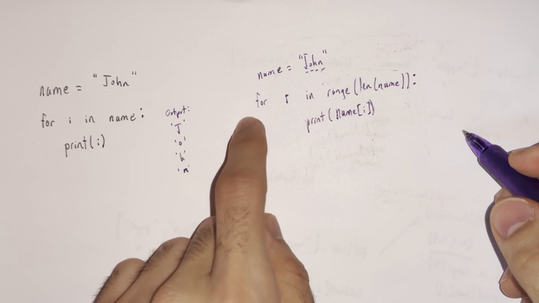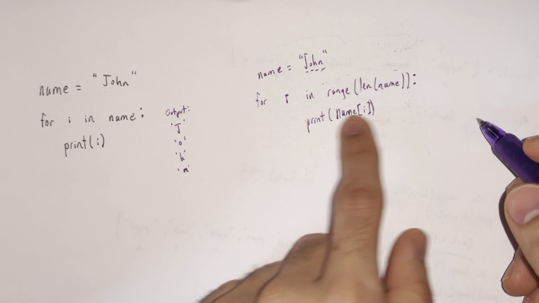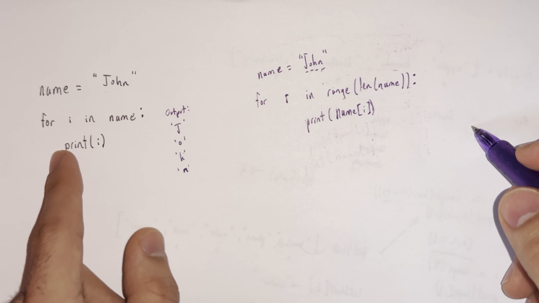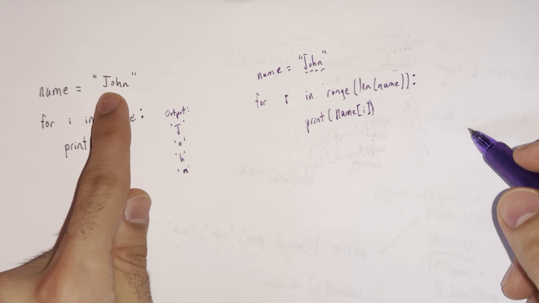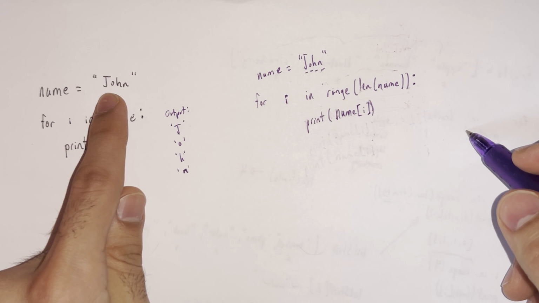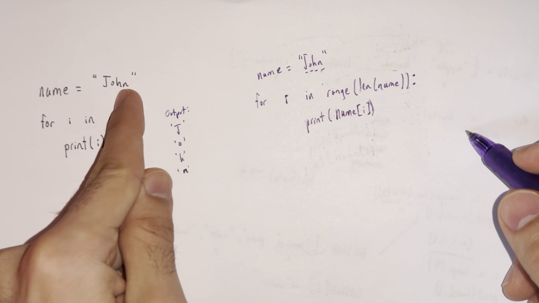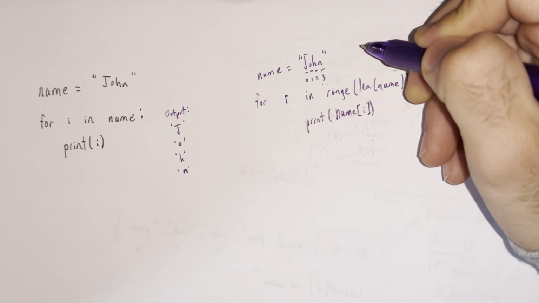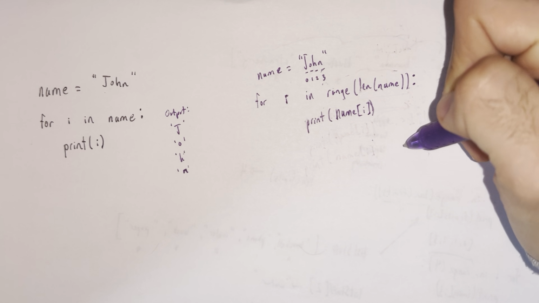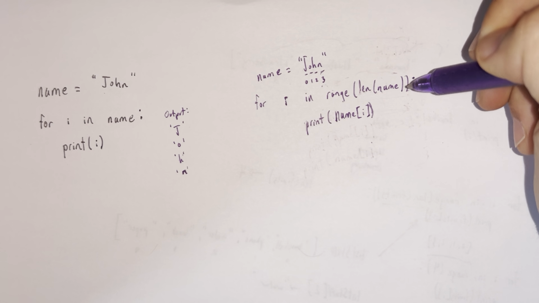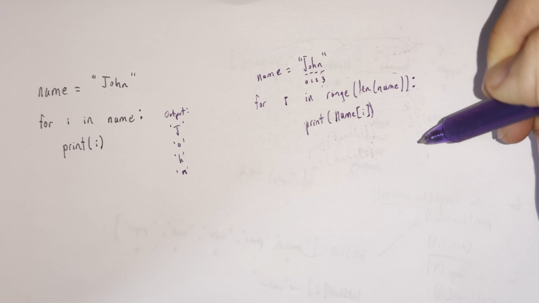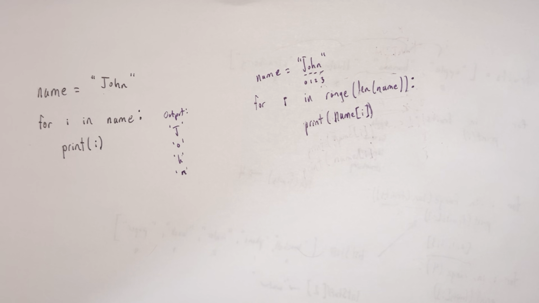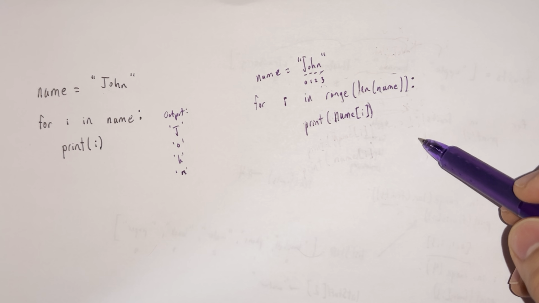For I in name, for I in range len name, basically this one's just more writing. This one you're looking at the indexes of the characters, 0, 1, 2, 3, and this one is just looking at each individual character. So yeah, I would say this one does allow you to do some things that you wouldn't necessarily be able to do here. So in that sense, it's pretty solid, but it is more writing.